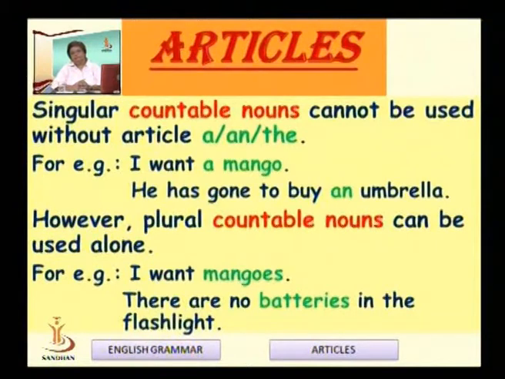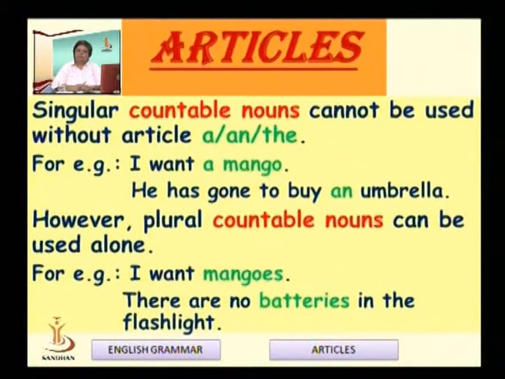Look at the turn. However, plural countable nouns can be used alone. What do I mean by alone? Without the use of articles. For example, I want mangoes. Now see, the word mangoes, the noun mangoes, is countable, but it is not singular. It is plural. This is what I am trying to say in the point. Plural countable nouns can be used alone. That means without the use of any articles.